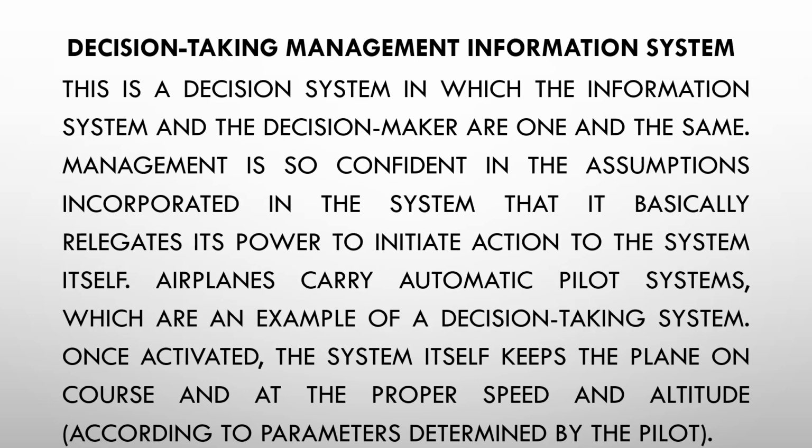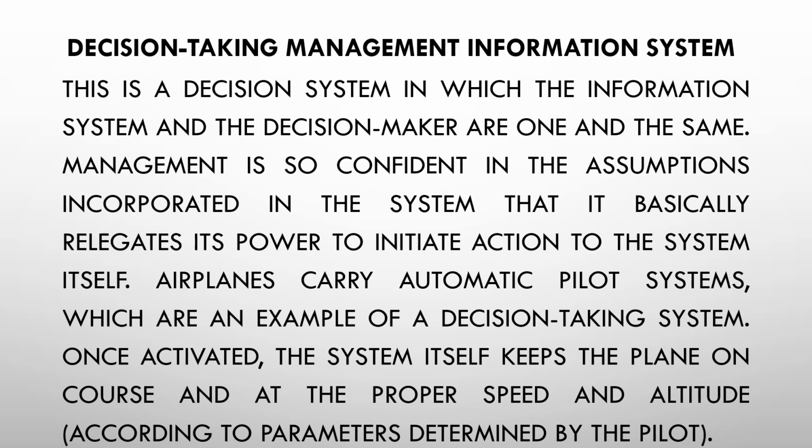We also have your decision making, decision taking management information system. This is the decision system in which the information system and the decision maker are one and the same. The decision maker and the information system, they are one and the same. And this one does not do things differently from this one. They work hand in hand. So no intervention of what?